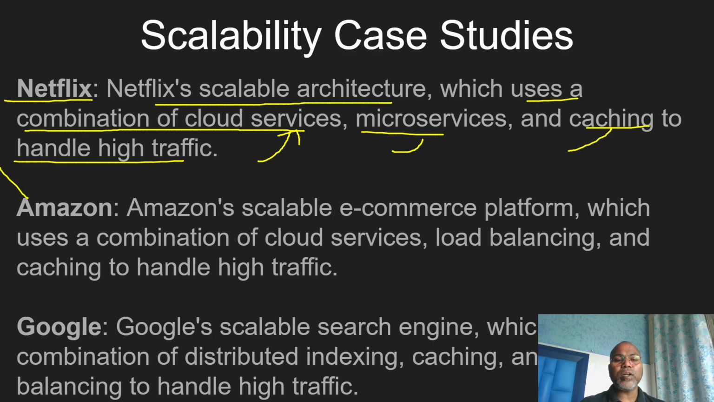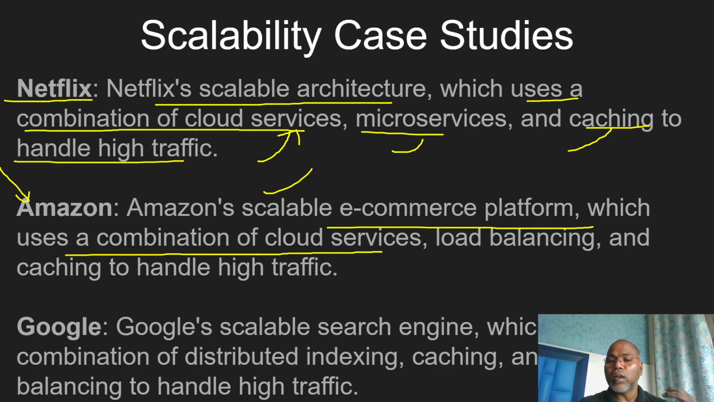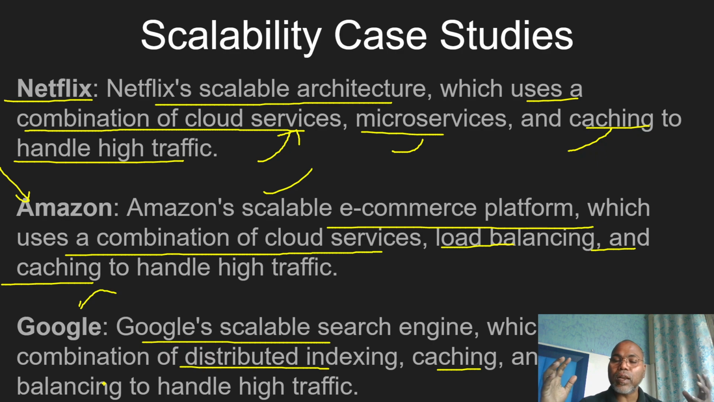If you talk about Amazon, the Amazon e-commerce platform is a scalable application platform which again uses a combination of cloud services, because Amazon itself is a cloud service provider. They use lots of services for load balancing and cache management, everything. Even the Google search engine is a scalable application. They use distributed indexing, caching, and load balancing to handle the large traffic to the search engine.